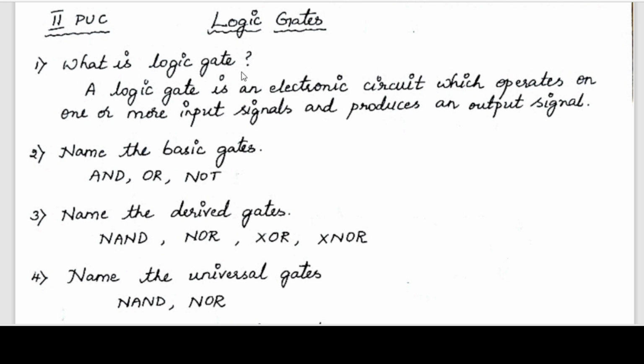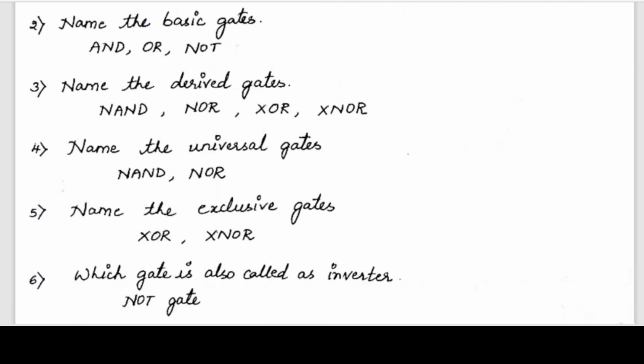So let's get started with logic gates. All these 1 mark questions that you can see here are for MCQ. They will give you the definition part and you need to identify what that circuit is. They say an electronic circuit which operates on one or more input signals and produces an output signal is a logic gate. And they may ask you for MCQ like identify the basic gate, identify the derived gate, identify the universal gates, like this. So that will be for MCQ.